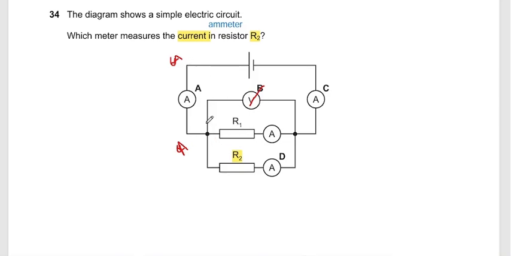So 6 amperes is not like R1 is going to get 6, R2 is going to get 6. That is not the case. So we can cut A as well.